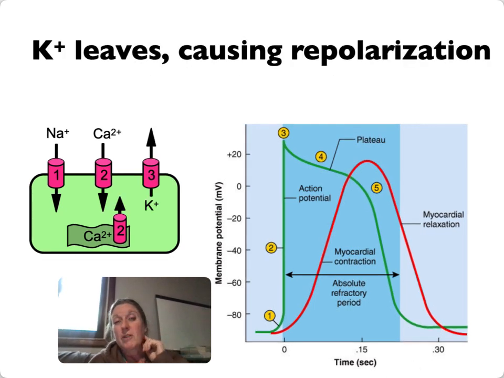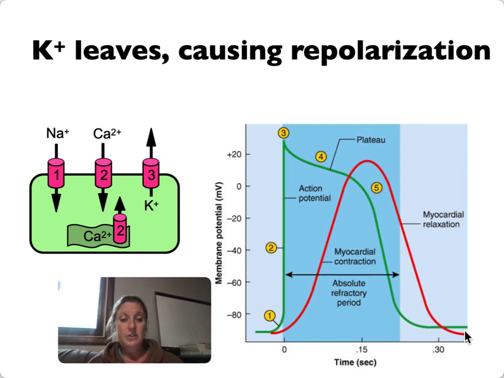Okay, to repolarize so that we can do it again, we use potassium channels, just like we do in every other electrically excitable cell. We let potassium leave the cell because remember, it's the ion that's most concentrated in the cell, so it wants to leave. As it leaves, we lose positive charges and the membrane potential becomes more negative again, or returns to its resting membrane potential.